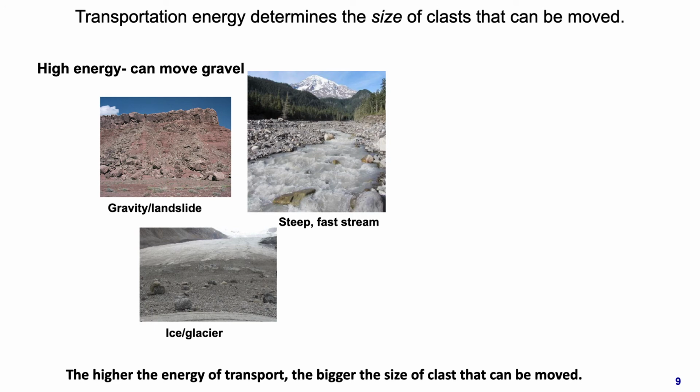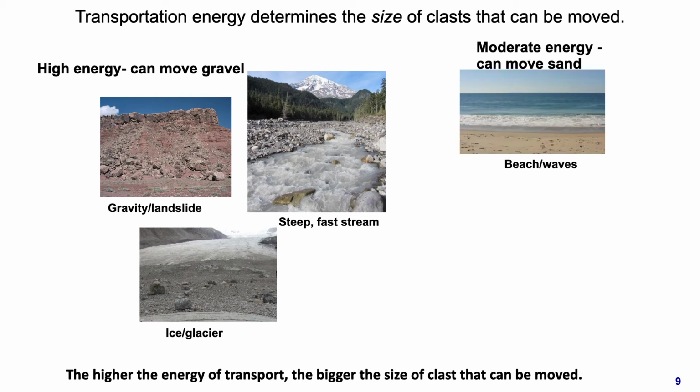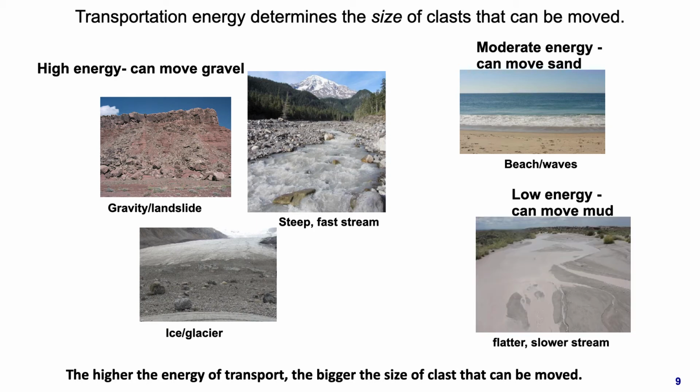Environments with agents of transport that can only move sand, such as waves on a beach or the wind, are considered to have moderate transport energy. Low transport energy environments, such as this flatter, slower stream, can move only mud.